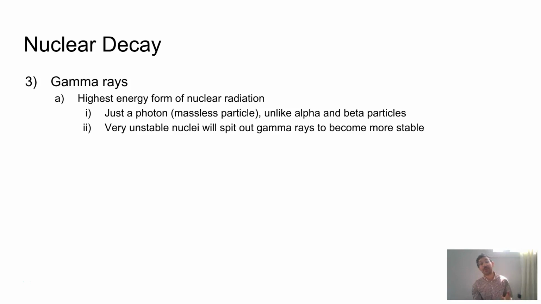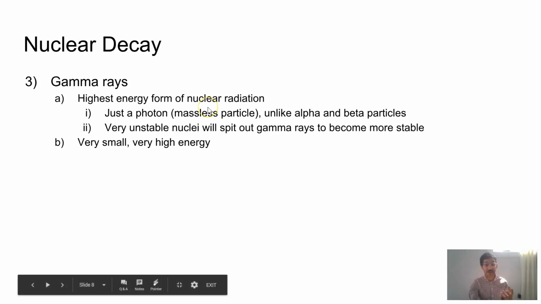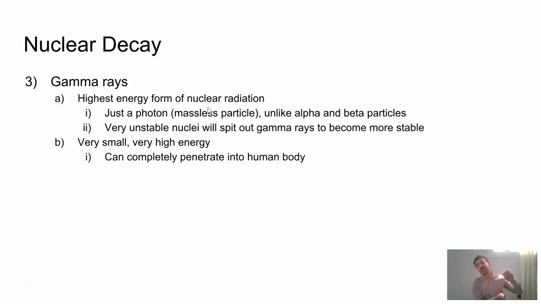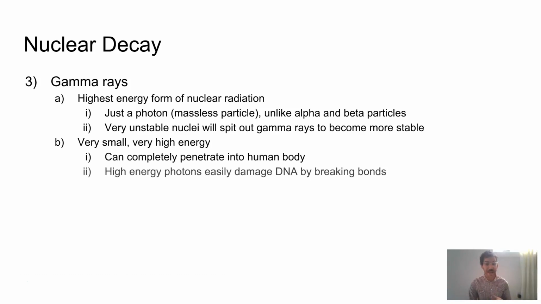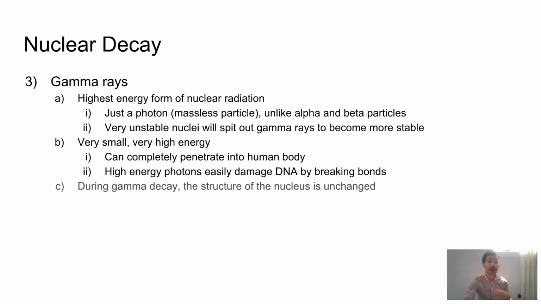So very unstable nuclei can spit out these gamma rays. And because gamma rays are just photons and have no mass, they're super, super small with a ton of energy. And they can totally shoot right through your body. So that's bad. They're very good at causing damage to DNA. So if you're exposed to a lot of gamma rays, you will probably just get a lot of cancer and die as opposed to becoming a Hulk.